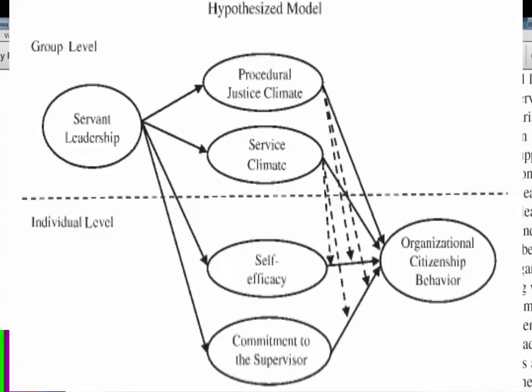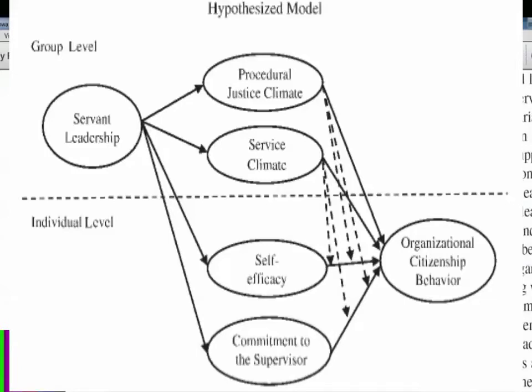So what this model is basically saying is that there's a group level that servant leaders impact, and then there's also this individual level that servant leaders impact. And so at the group level, servant leaders create this procedural justice climate. We'll talk about that later. Service climate, we'll talk about that later. But it's just this idea that they make this environment where it feels fair and an environment where you feel like you need to help others.